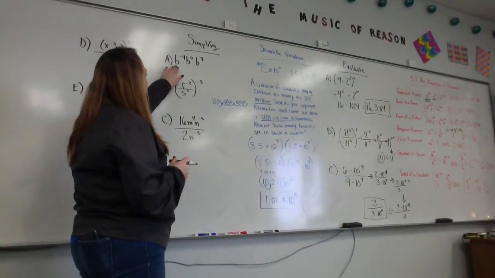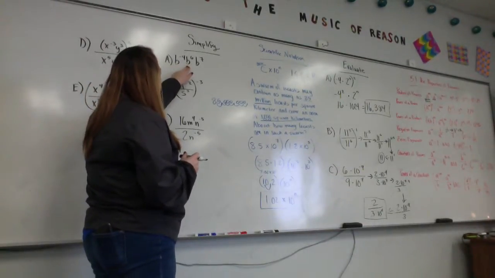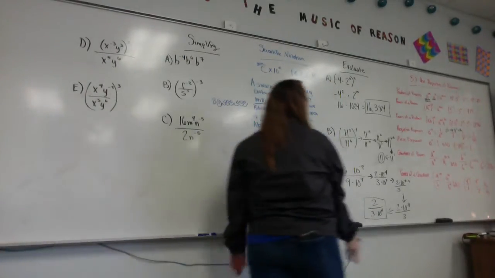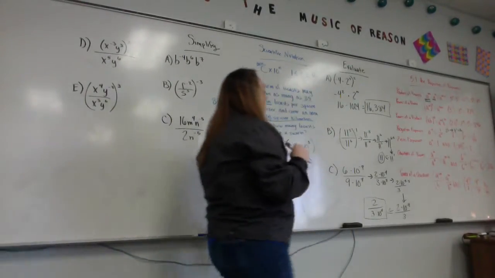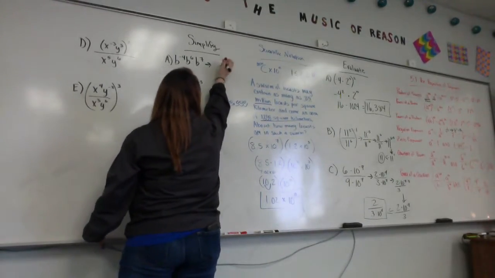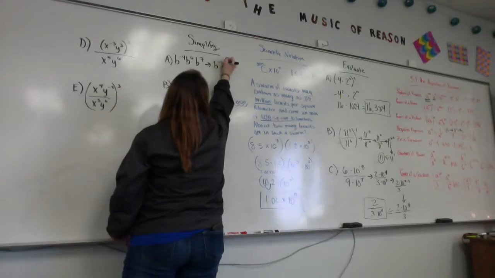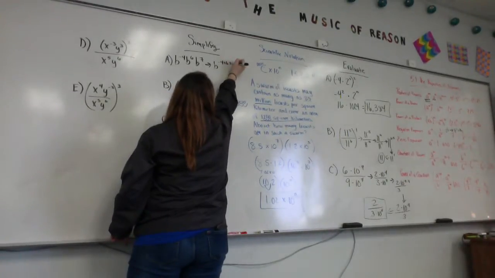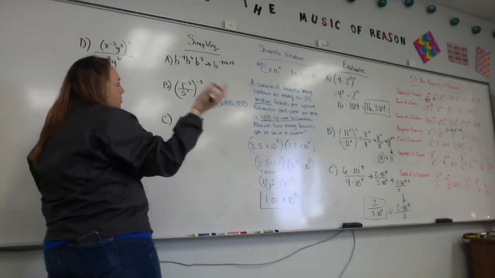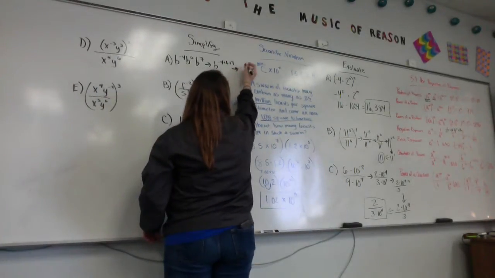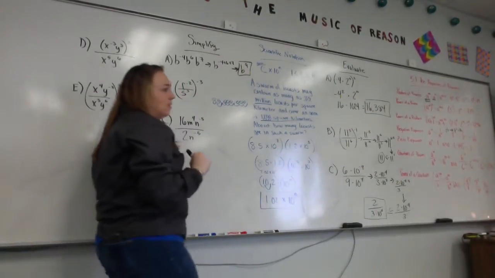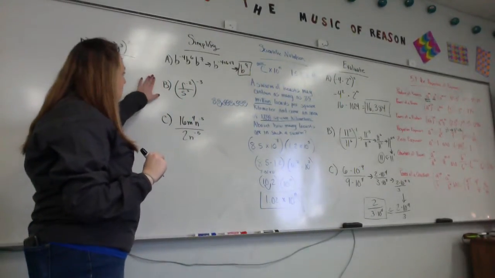How do I simplify b to the negative 4th times b to the 6th times b to the 7th? What rule is happening? Products of powers. So I'm going to do what with those exponents? Add them. So I have negative 4 plus 6 plus 7. What's negative 4 plus 6? 2. And what's 2 plus 7? 9. So I have b to the 9, and that's simplified.